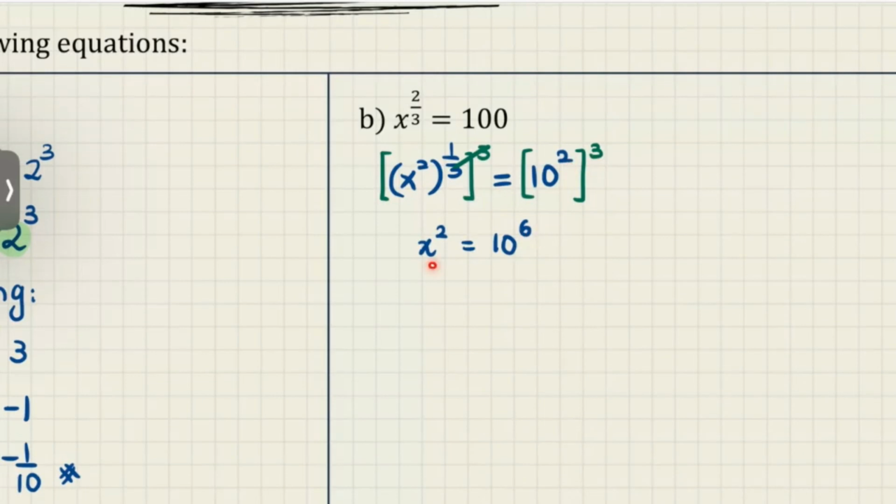Okay, alamak, base dia tak sama. Tak apa, jangan risau. Actually, kita boleh pindahkan squared to the left hand side, to the right hand side.